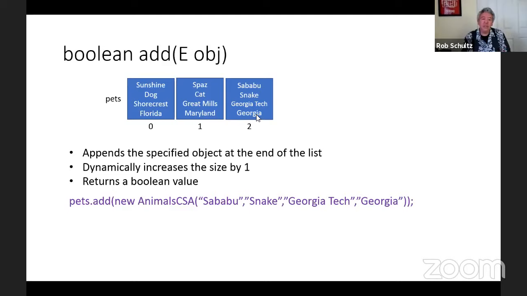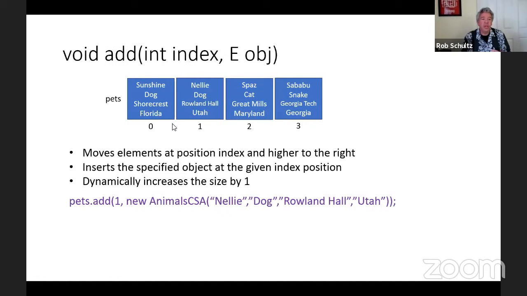The second option would be if I want to add something at a space other than the end of the list. So there's a second version where we have void add. I can provide a specific index position along with the object that I want to add.